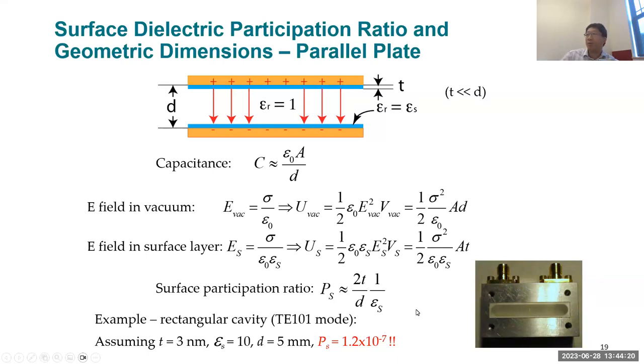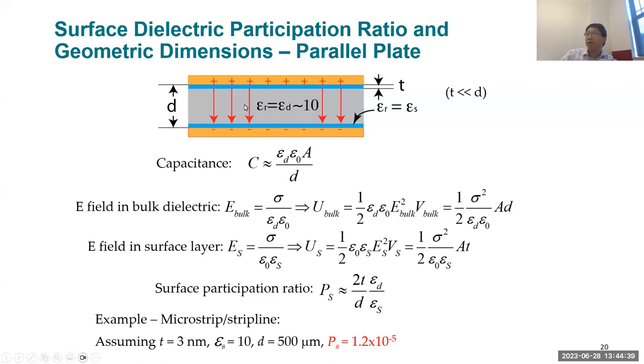So this is the principle of working with 3D cavities, because the surface layer contains a very, very small fraction of the total field. So even if your surface is lossy, it does not carry a big weight. That's the whole idea of using larger structures.